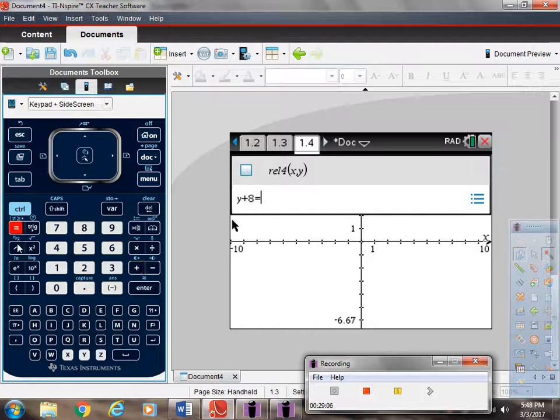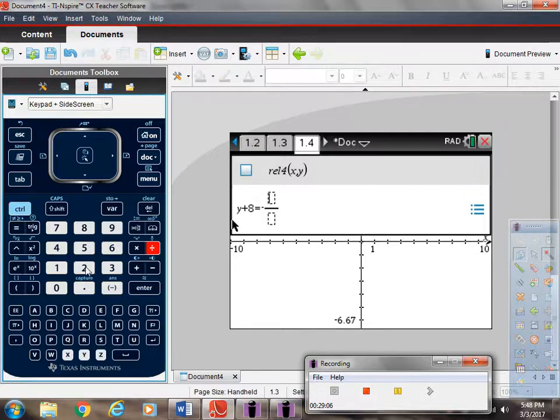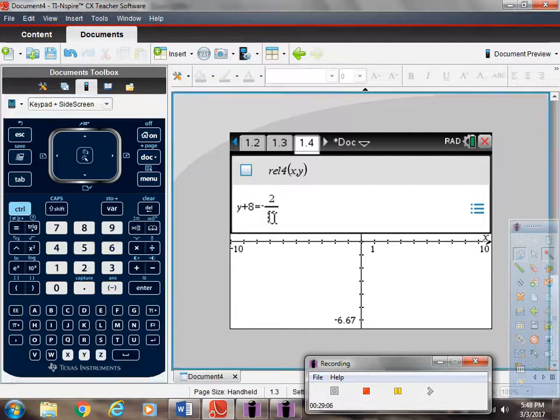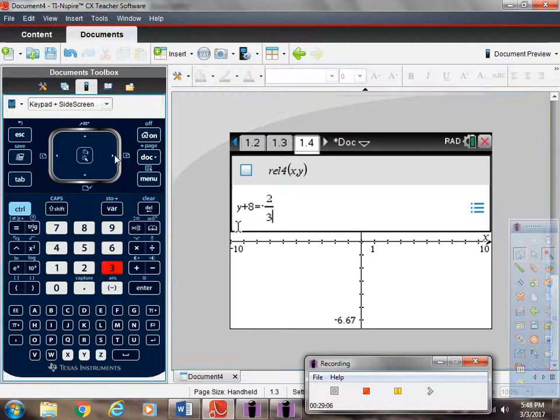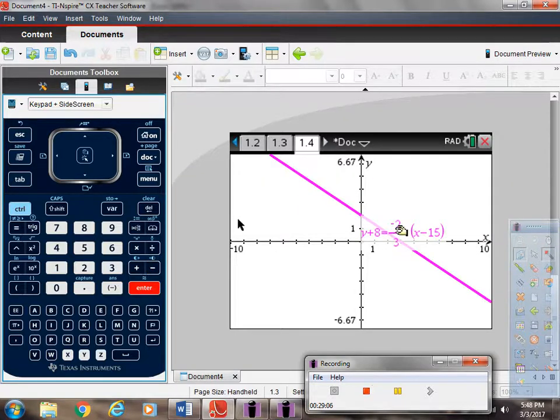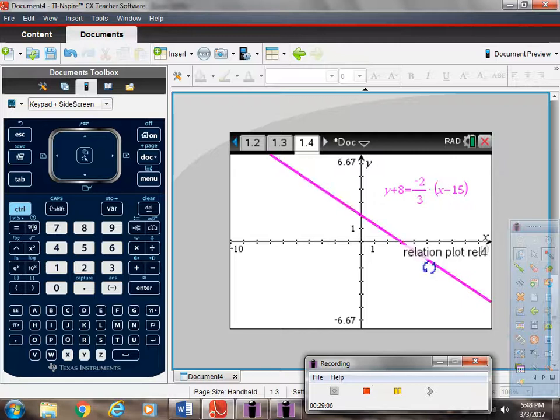y plus 8 equals negative, divide... looks like that's 2 over 3, and then in parentheses, x minus 15. Okay, let's try that again. There it is. I must have typed something wrong. Alright, so there it is right there.